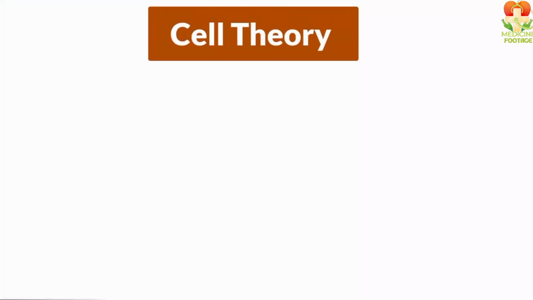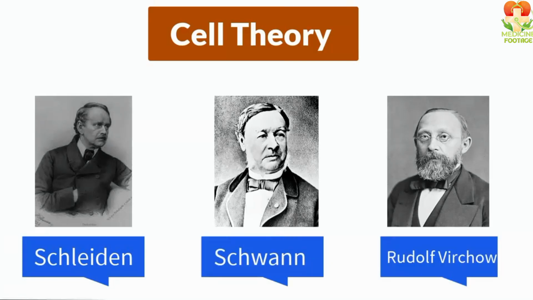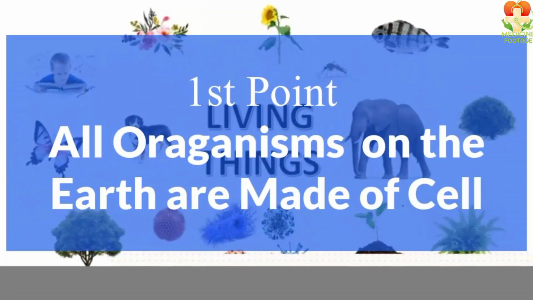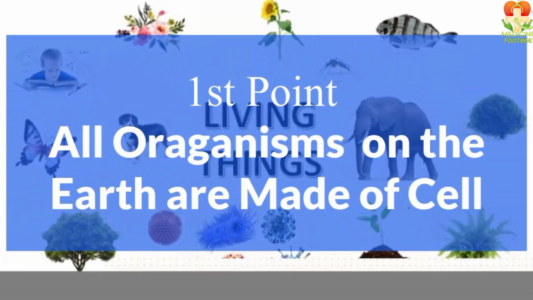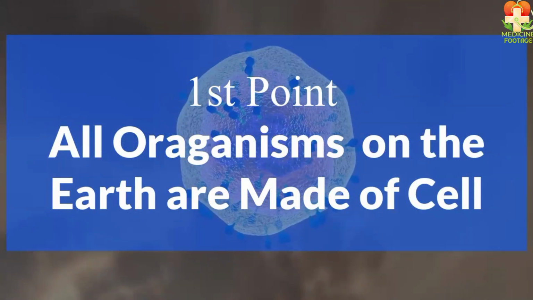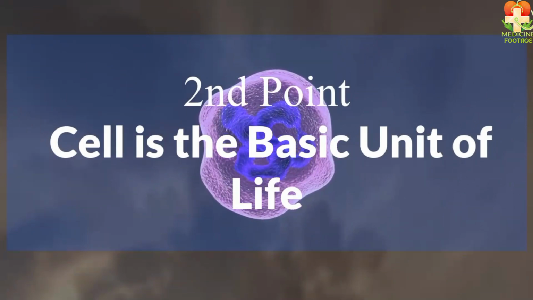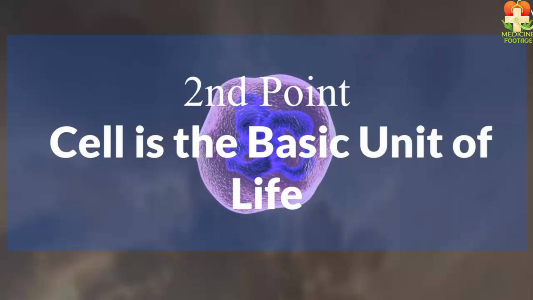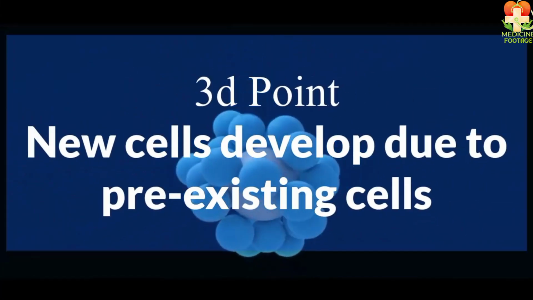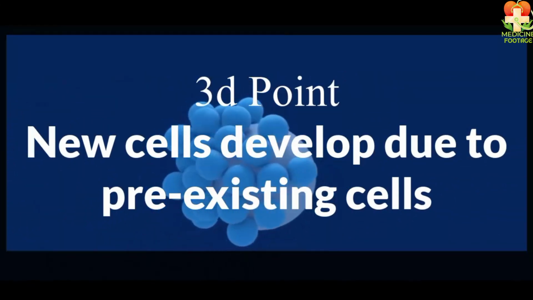Now, let's move on to the cell theory. Cell theory was proposed by three scientists, Schleiden, Schwann, and Rudolf Virchow. Each of them contributed to the formation of cell theory, which consists of three main points. Point number 1, all living organisms on Earth are made up of cells. This means every living thing, from plants and animals to fungi and bacteria, is composed of cells. Point number 2, the cell is the basic unit of life. In other words, the cell is the fundamental structural and functional unit of all living organisms. Point number 3, new cells arise from pre-existing cells. This means that new cells are formed when existing cells divide.